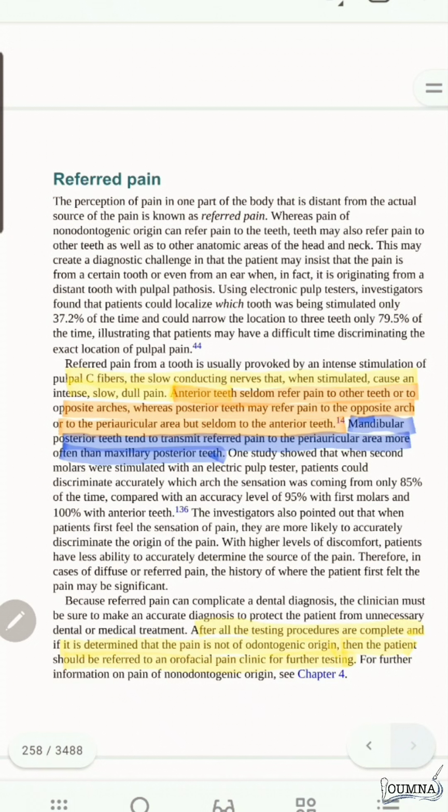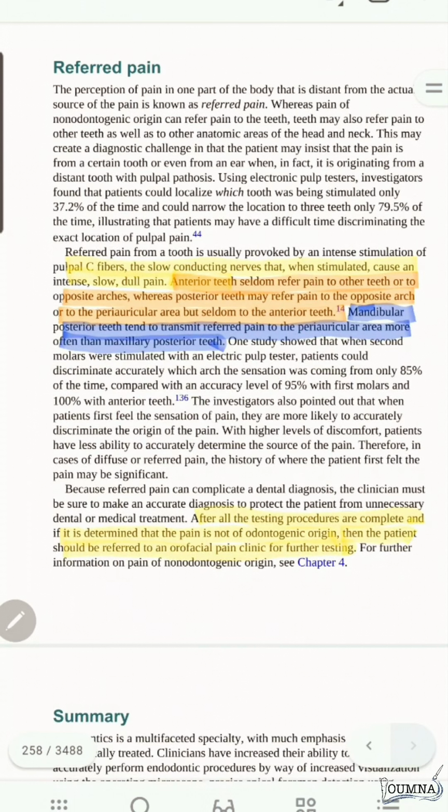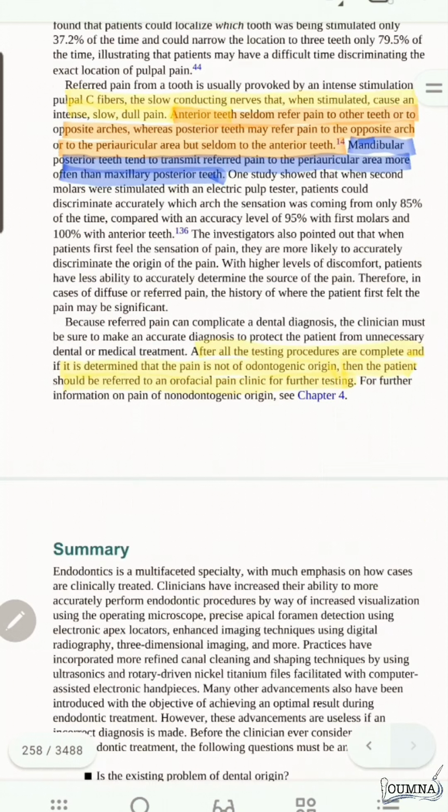Anterior teeth seldom refer pain to other teeth. After all the testing procedures are complete, the dentist can determine that the pain is not of odontogenic origin. Further examinations must be performed. We will talk about the non-odontogenic origin pain sources in the following sections.